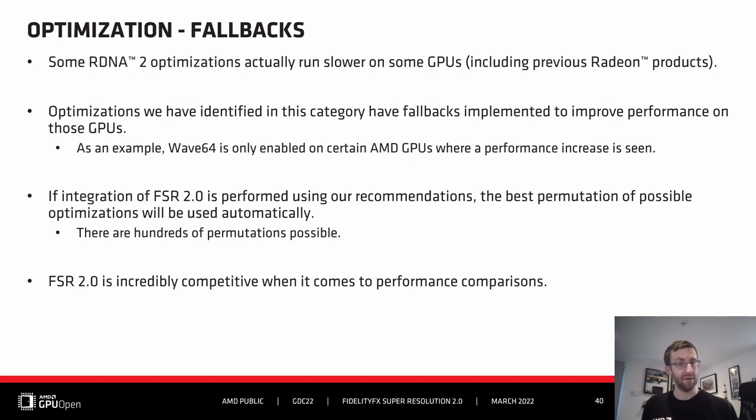An example here is the wave size operation. It's only enabled for the GPUs where we see performance uplift with it enabled. The important thing to take from this is if you integrate FSR 2.0 to our recommendations, a set of optimizations will be used automatically. We have hundreds of permutations of our FSR 2.0 shaders to select from to ensure the performance we expect. And with that, it's now time to see how much FSR 2.0 costs in terms of frame time.